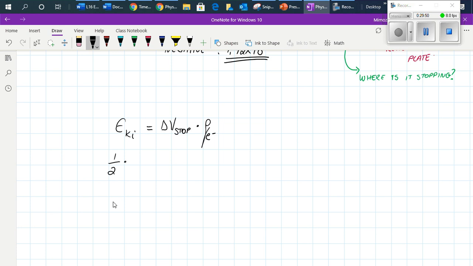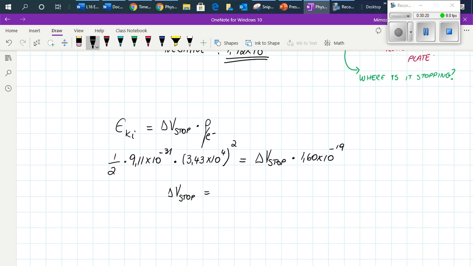So 1/2 times the mass of the electron, 9.11 times 10 to the power of negative 31, times 3.43 times 10 to the power of 4, the whole thing squared, is equal to the voltage that will stop the particle times 1.60 times 10 to the power of negative 19 coulombs. Let's figure out what that voltage is, and after that it's easy. We'll see.